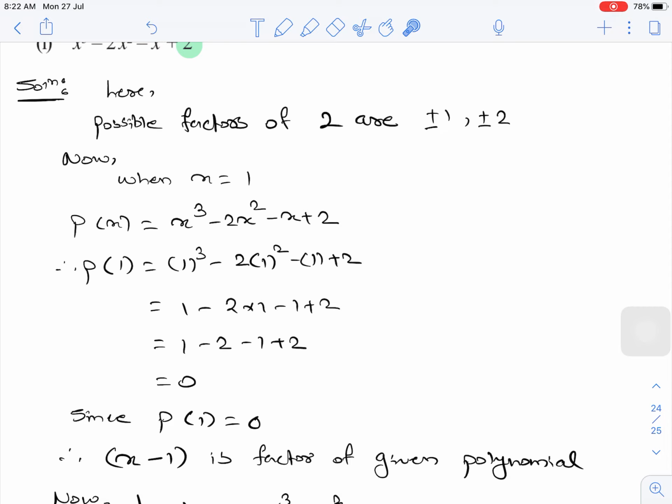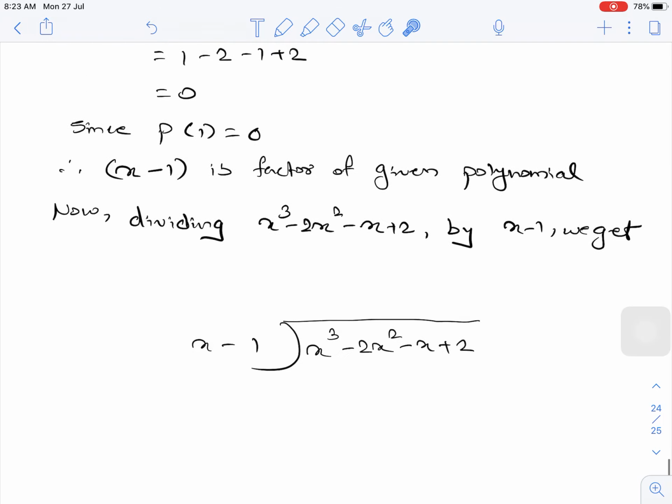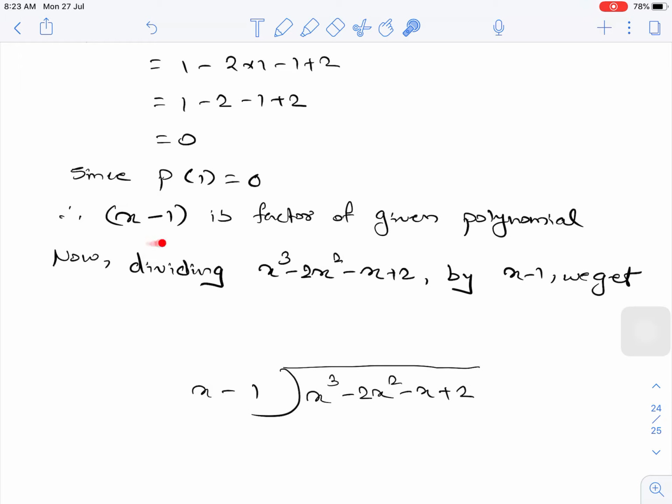Listen to this once again. Here first we have seen whether x equals to 1 is a zero of the polynomial or not. So yes, when we put x equals to 1, we get the value of the polynomial as 0. Now when you get the value of a polynomial as 0, it means that x equals to 1, sorry, the same number with opposite sign, that is x minus 1, is a factor of the given polynomial. Now we have got one of the factors. Since it is a cubic polynomial, there must be 3 factors.